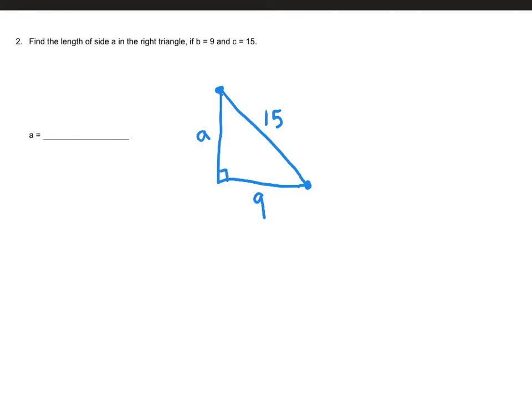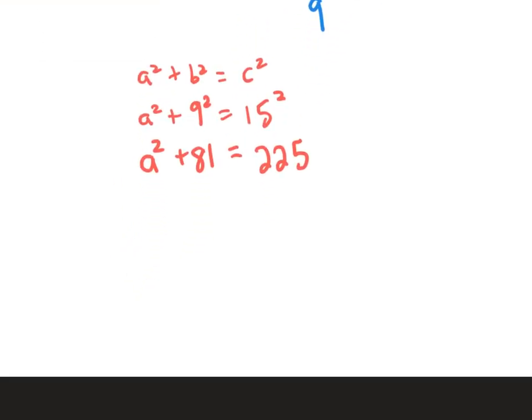So since this is a right triangle, we can use the Pythagorean Theorem. A squared plus B squared equals C squared. And A we don't know, so we'll just leave that as A squared. B is 9, so you want to square that, and then C is 15 squared. 9 squared is 81. 15 squared is 225. So we want to get A by itself. Ultimately, we'll start off by getting rid of the 81.